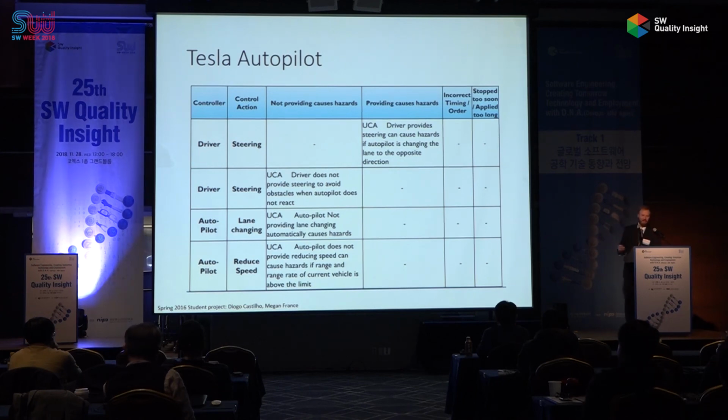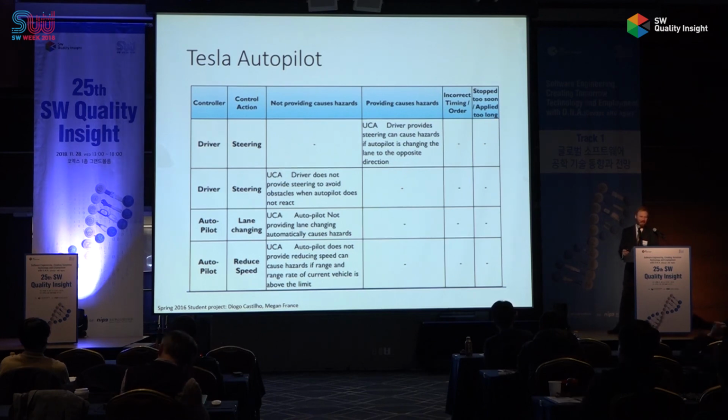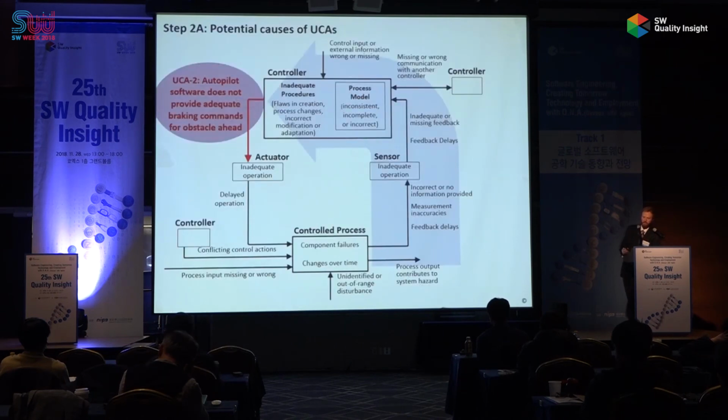Here are some unsafe control actions they found. They're very simple things. Two human behaviors that are unsafe, that are very important for building software to understand. And two for the software. This one basically says autopilot does not apply the brakes when there is an obstacle. Obviously, that's unsafe. That's important. We need to prevent that. Then we look at causes of unsafe control actions. We use this template to help us identify problems and flaws without even knowing what the software looks like.